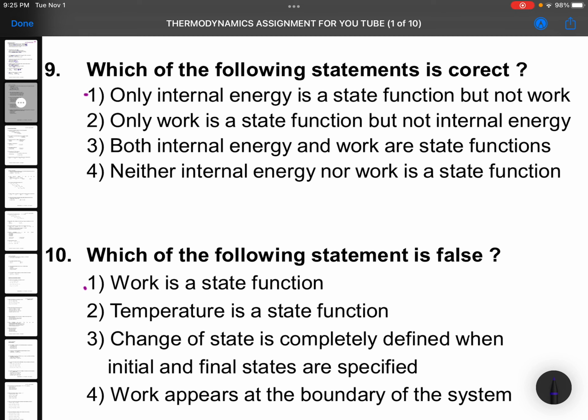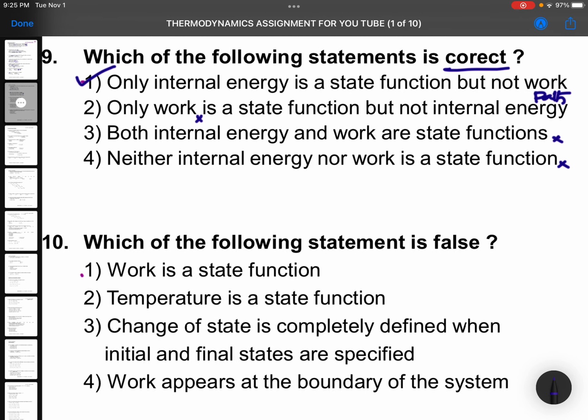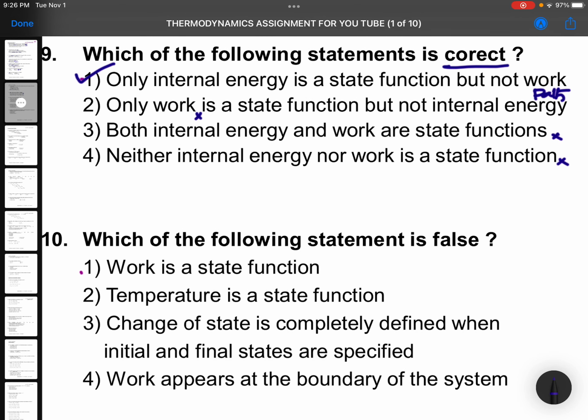Which of the following statements is correct? Now the correct statement is asked. Only internal energy is a state function but not work, because work is a path function. So this is the right statement. Only work is a state function, wrong statement. Both state functions, wrong statement. Both, so clearly showing. Simple. Remember, work and heat.